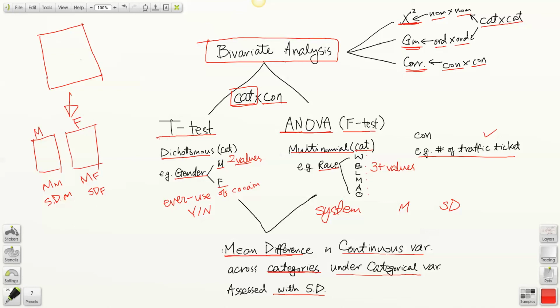Basically, it looks at the difference between these two categories in terms of number of tickets. So it's going to be the difference, and then you use standard deviation, this and this, in testing the statistical significance of this difference. And I'm going to elaborate on the mechanism of t-test in the next section.